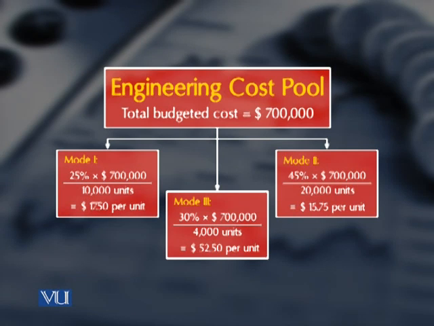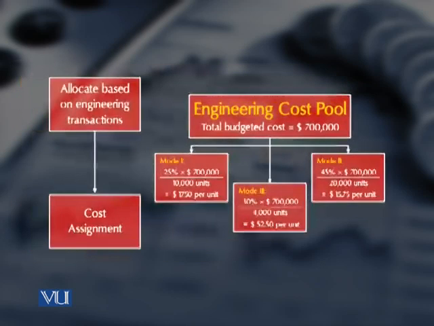So what they did: 700,000, 25% of it, and how many units do you produce of Model 1? 10,000. So the rate comes to 17.5. In case of Model 2, 45% of 700,000 divided by 20,000 units, it comes to 15.75. In case of Model 3, 30% of 700,000 divided by 4,000, it comes to 52.5. So this is how the engineering cost pool overhead will be charged to all these 3 units.